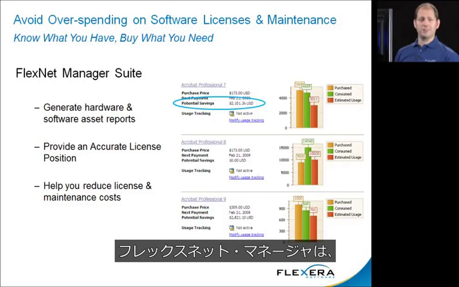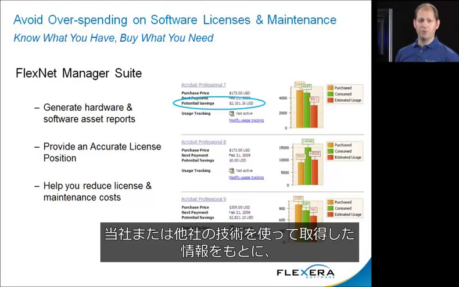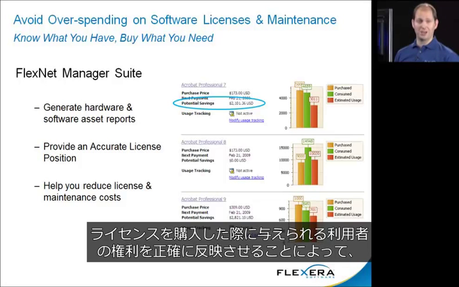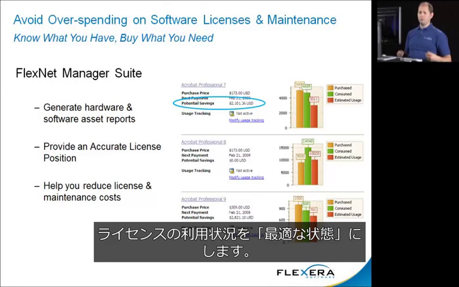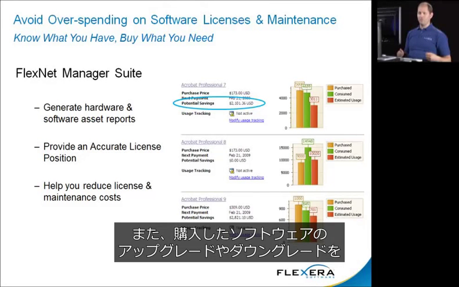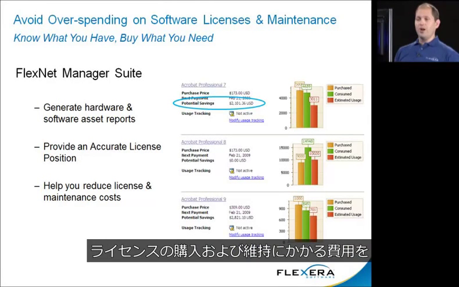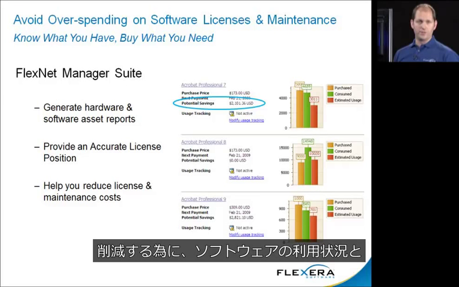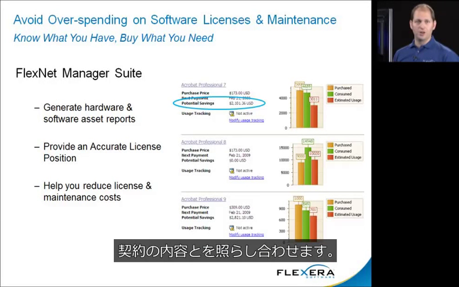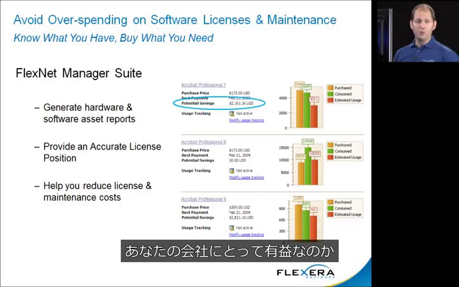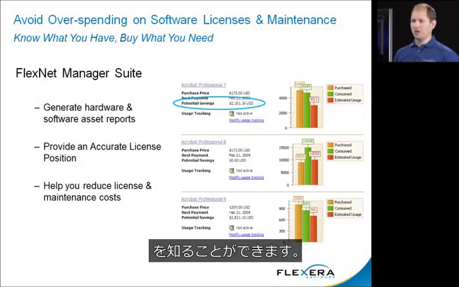So FlexNet Manager Suite will help generate hardware and software asset reporting based on inventory either collected through our technology or through other vendors' technologies if you have agents already deployed. It will help you provide an accurate license position by representing the exact rights of use that you've bought from vendors, and helping with upgrades and downgrades of software throughout the environment. Finally, to help you reduce license and maintenance costs, we'll connect the usage of the software that we're paying for maintenance on with the actual maintenance contracts.